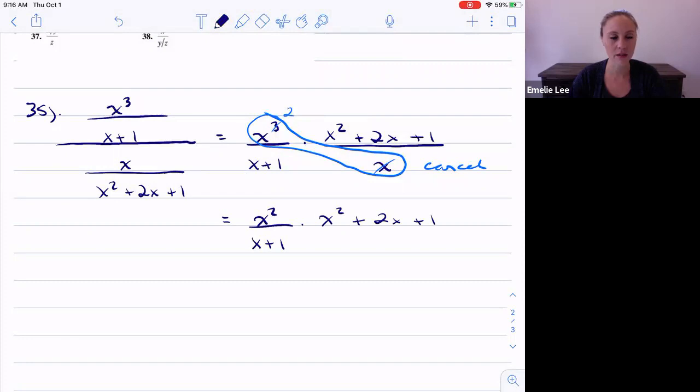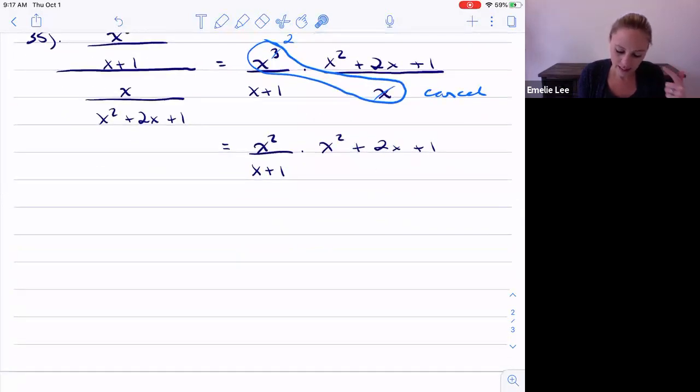That's fine. I cannot cancel this plus 1 with this plus 1, for example, because I'm multiplying here, everything is over. Remember, a fraction times a fraction, they get smushed together. So technically, everything is over x plus 1 here. I'm not able to cancel because I'm adding here and adding down here. So I can only cancel if things are being multiplied.